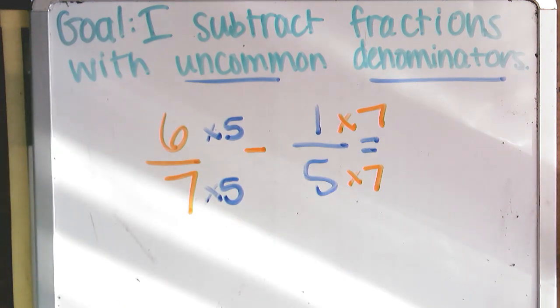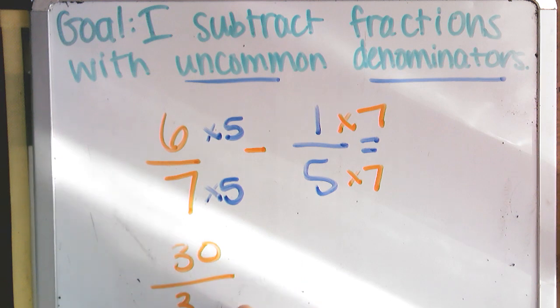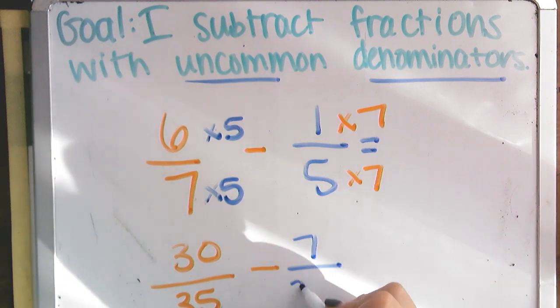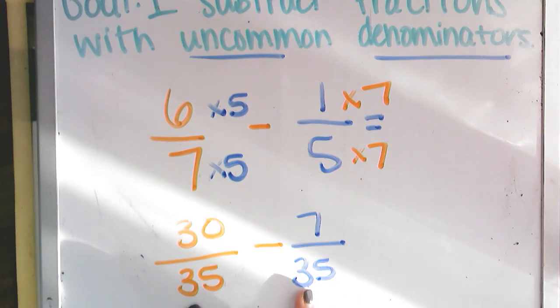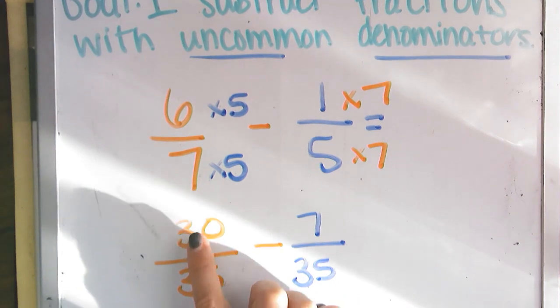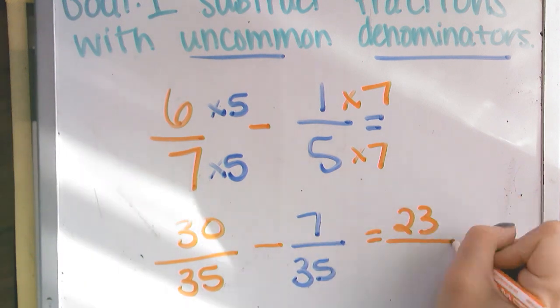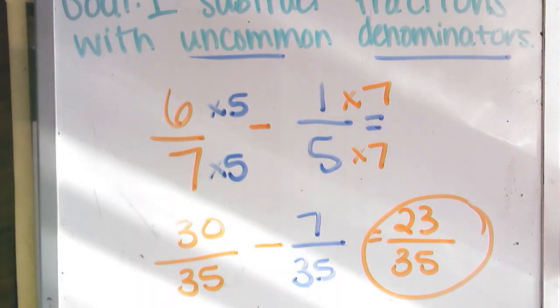Now we can convert. 6 times 5 is 30. 7 times 5 is 35. 1 times 7 is 7. 5 times 7 is 35. So again, you'll notice I have my common denominators right there. And then I just need to do 30 minus 7. And 30 minus 7 is 23. And my denominator stays the same. So it's 23/35.